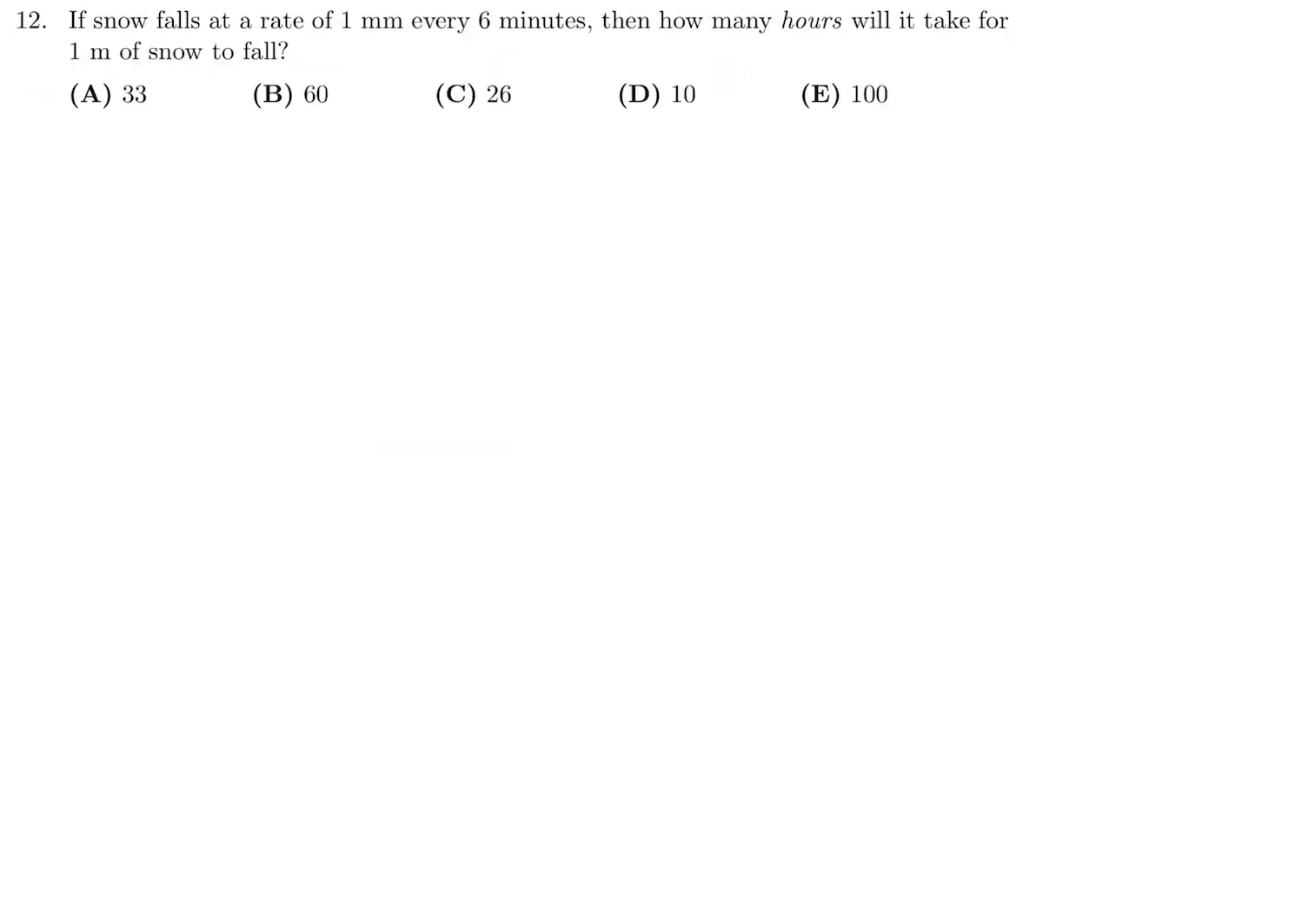If snow falls at a rate of 1 millimeter every 6 minutes, then how many hours will it take for 1 meter of snow to fall? 1 meter, we have to convert this to millimeters. So 1 meter is 100 centimeters. And then further converted to millimeters, multiply by 10. So now we have 1,000 millimeters.